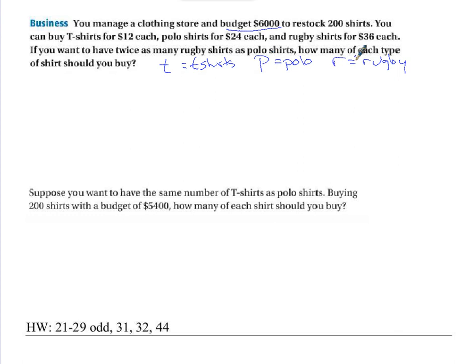As you write these systems, you can put them in alphabetical order if you want to. Doesn't really matter. We're just going to go through the information that we have. A budget of $6,000 is probably important. Restock 200 total shirts, probably important. And then also we have prices for each shirt, probably important. Those are three different things: price, budget, number of shirts.